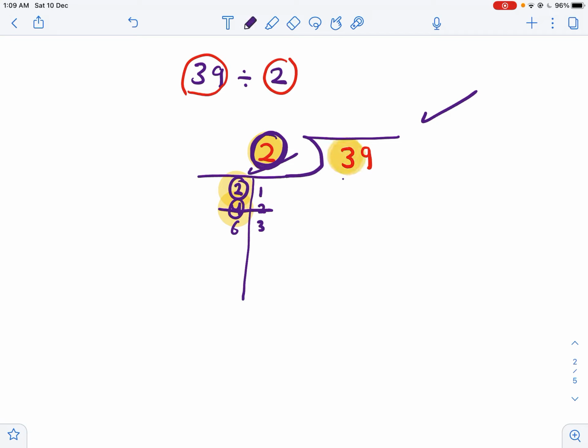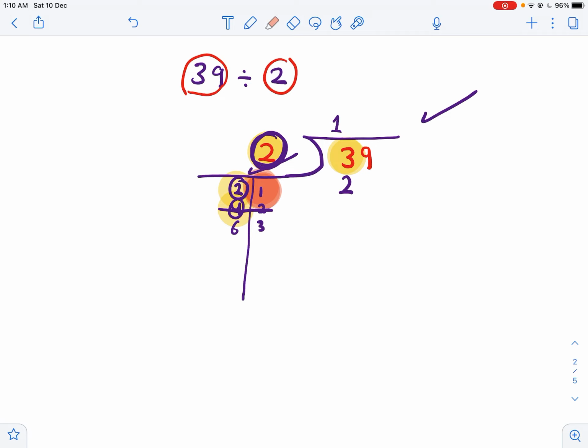I will put this 2 here, down under that 3. And then, how did you get this 2? You get it from the number 1. Where's the 1? Here's the 1. So you will take this 1 that gave you this 2, and you will write it up here.